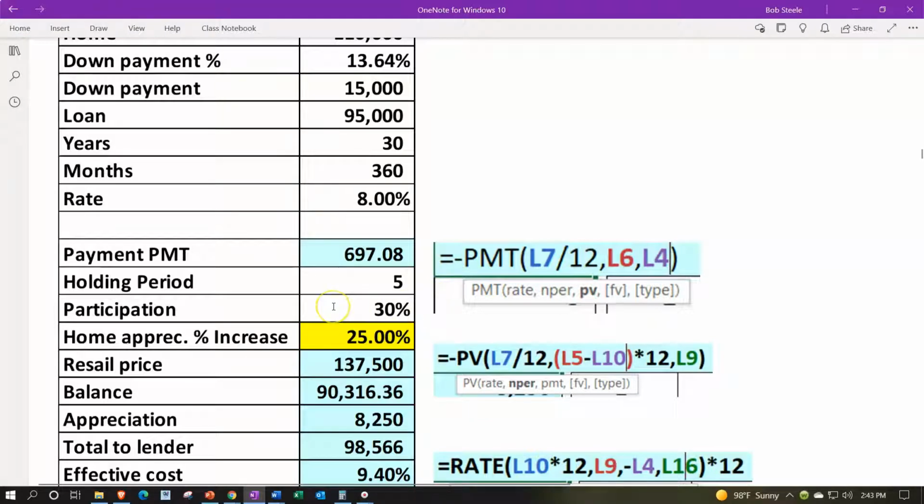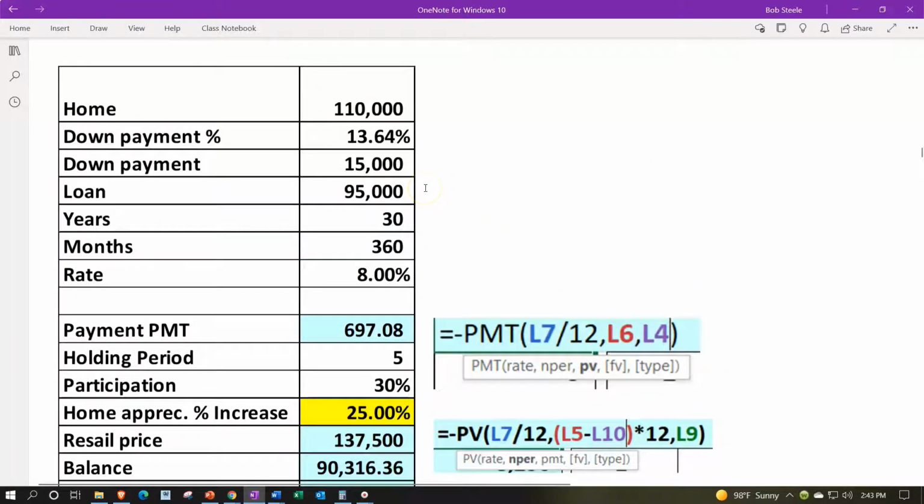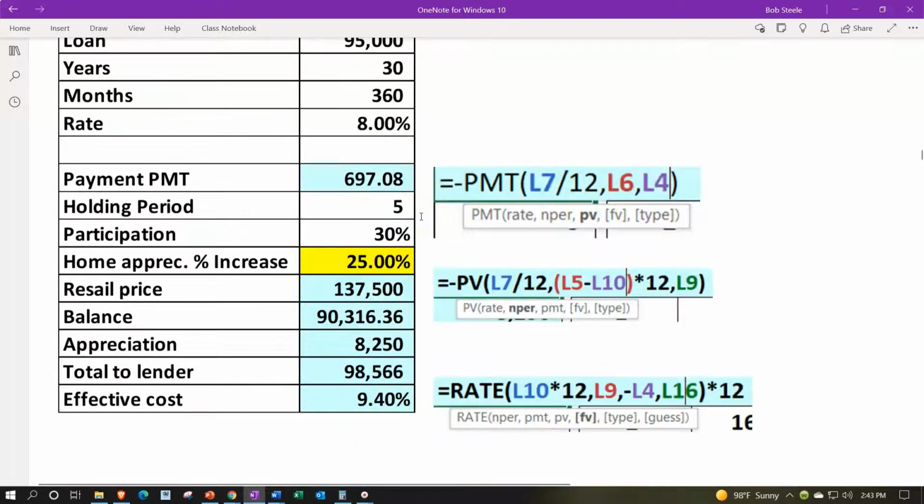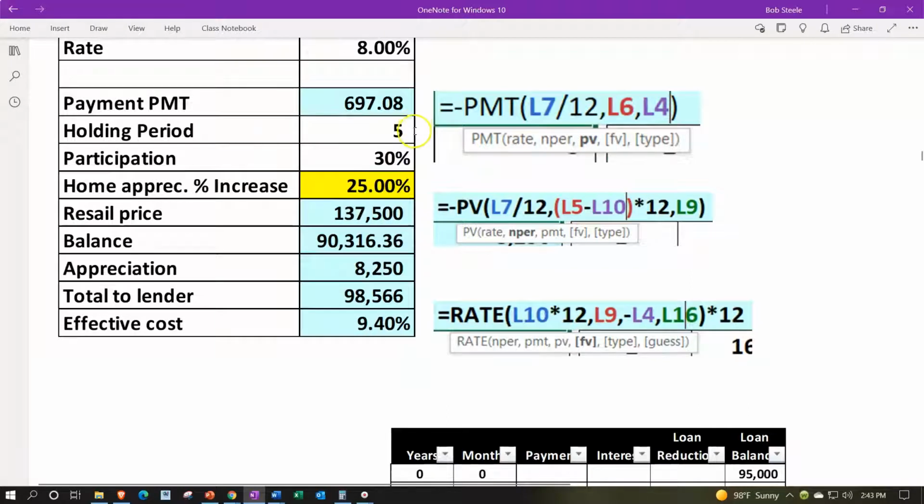So for example, if the payment calculation, same kind of calculation here, we're going to say negative PMT. The rate would be the 8% rate that they gave us divided by the 12 to get to the monthly rate, comma, number of periods would be 30 times 12 or 360, comma, present value simply being the $95,000 value of the loan. We would have the payments at $697.08.